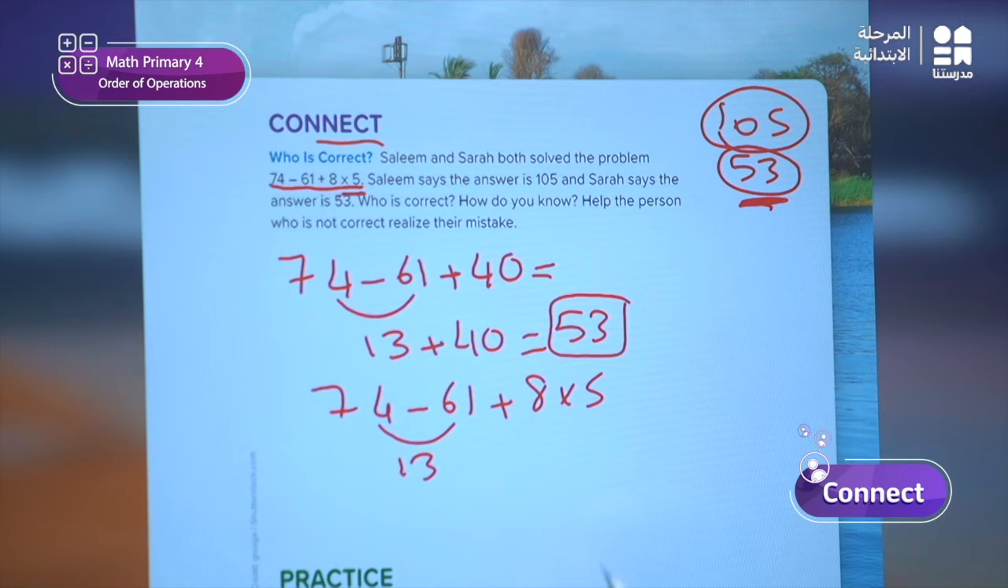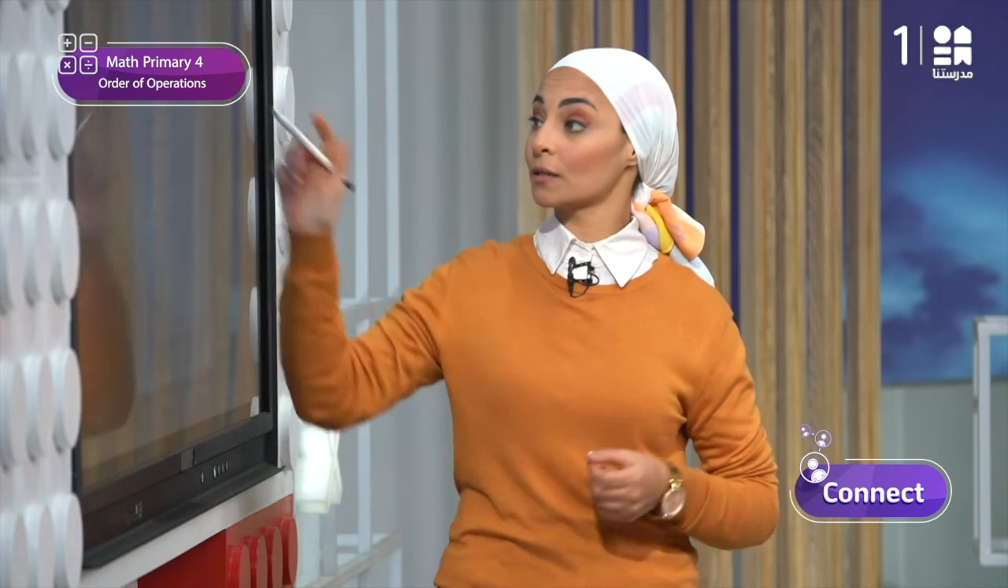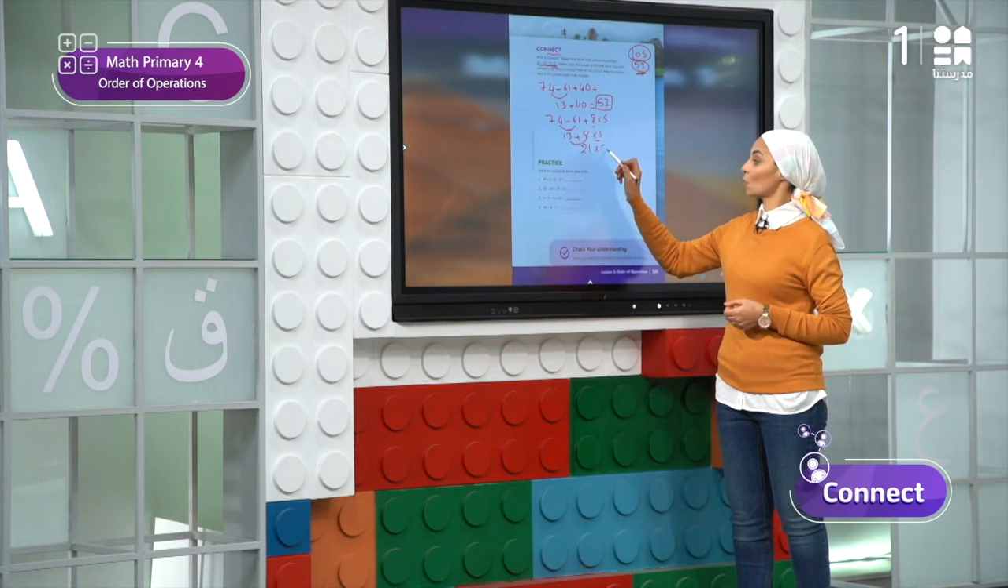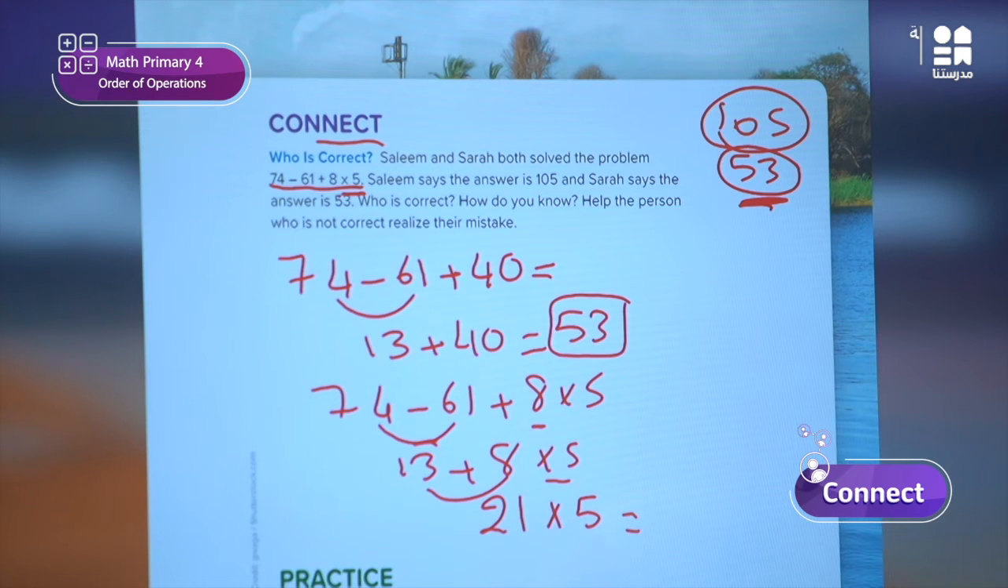Then what did he do? He did that 13 plus the 8. 13 plus 8. 13 plus 8 equals what? Equals 21. And the last thing he did was 21 times the 5. 21 times 5, so that's why his answer was 105. So what is the mistake he made? That he started the problem from left to right without considering the order of operations. He did not use the order of operations at all.